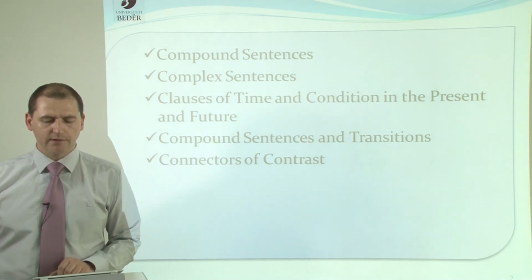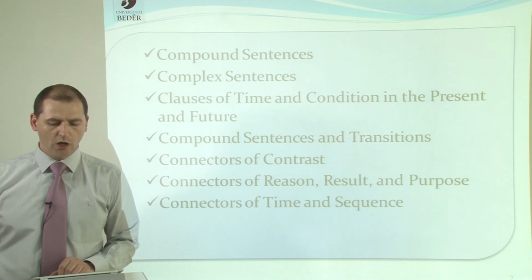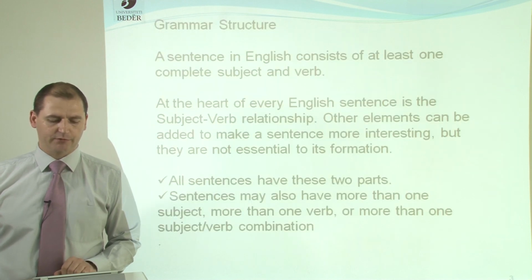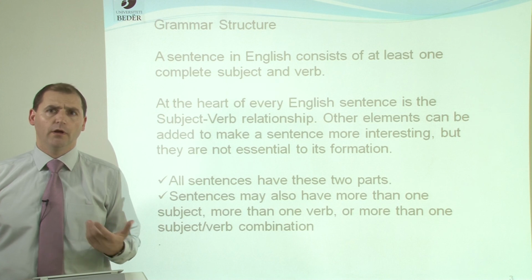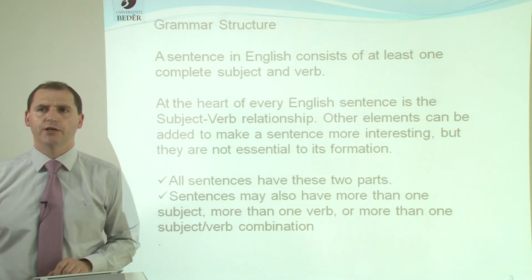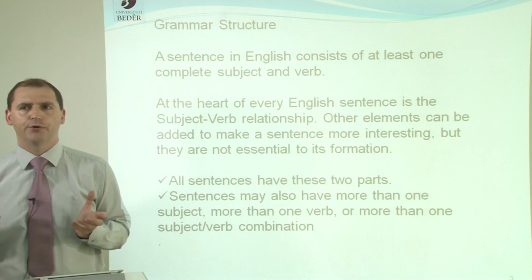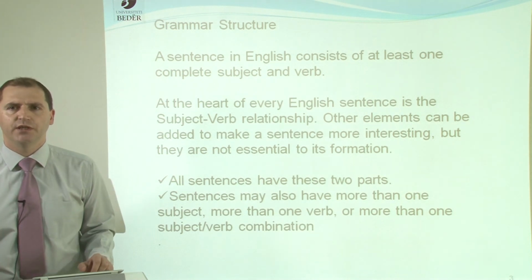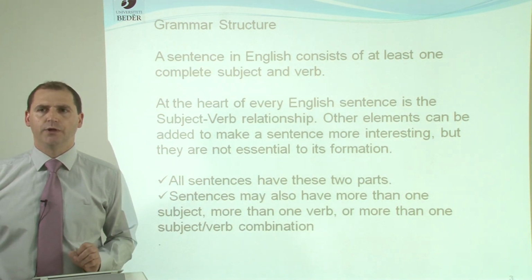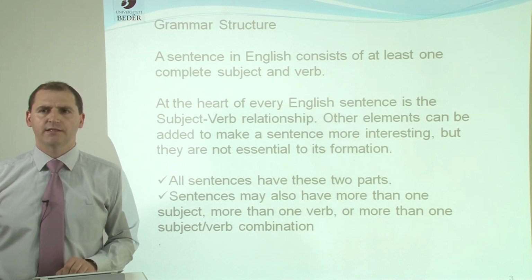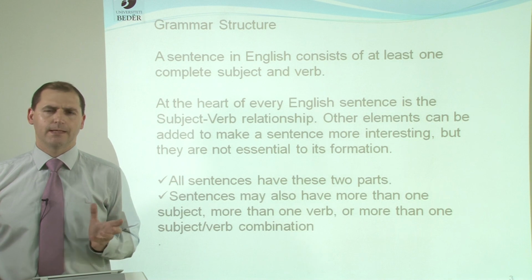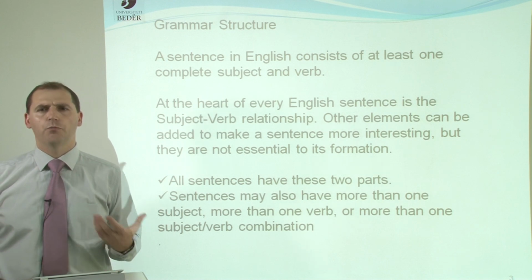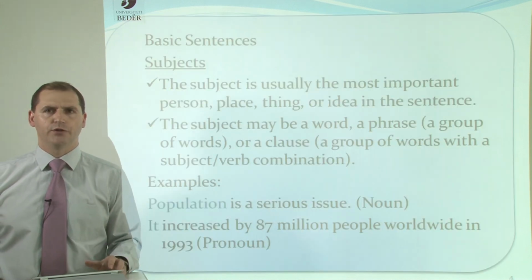In English, a sentence consists of at least one complete verb and a complete subject. At the heart of every English sentence is the subject and verb relationship. Other elements can be added to make a sentence more interesting, but they are not essential to its formation. All sentences have these two parts. Sentences may also have more than one subject, more than one verb, or more than one subject-verb combination.